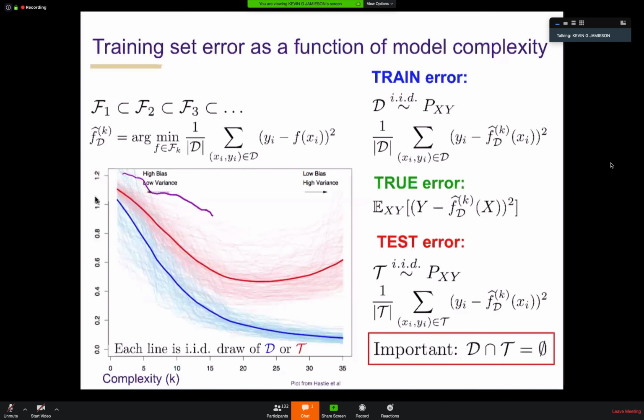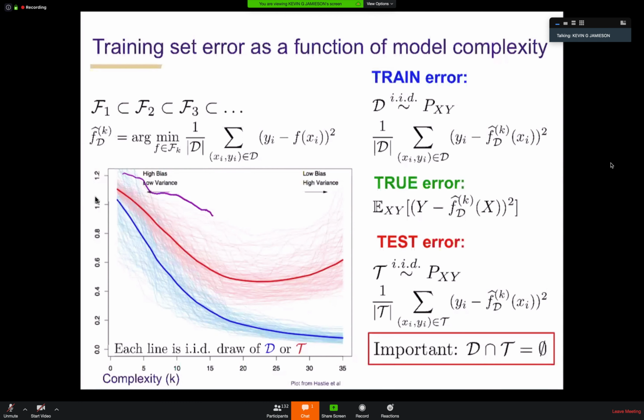So we drew some training set, and then we drew a test set. Each one of these fine lines is one particular path of the test error as the complexity increased. For each f_k, I drew a data set, a training set, trained it and got an f hat k. Then I evaluated it on a test set that was also IID drawn. And that's each one of these red lines.